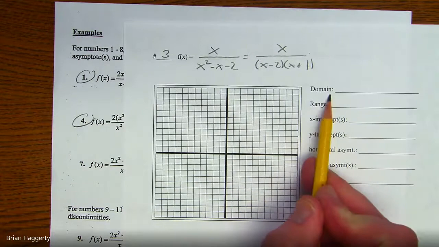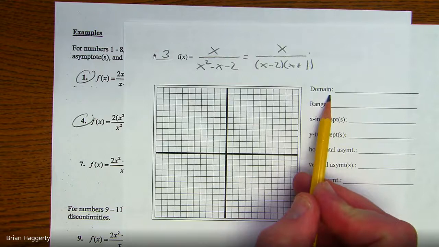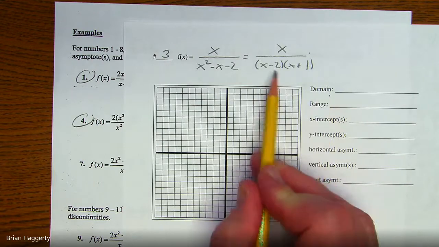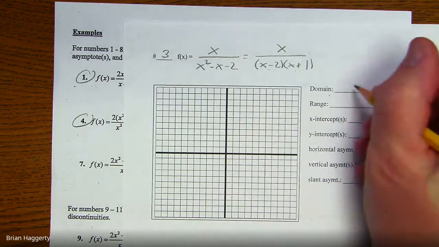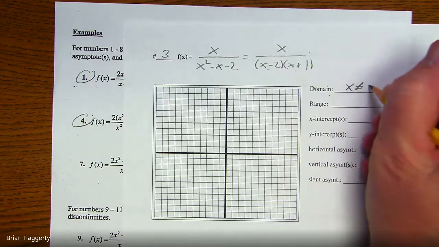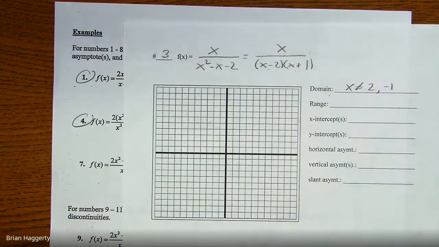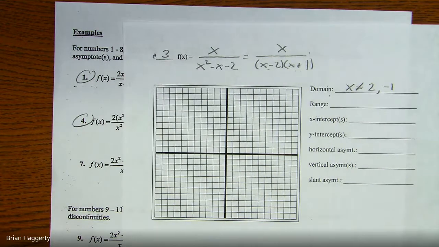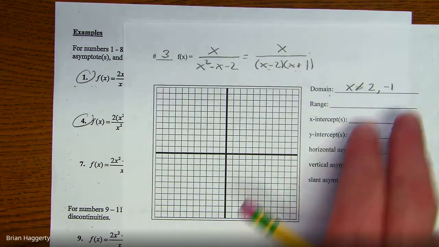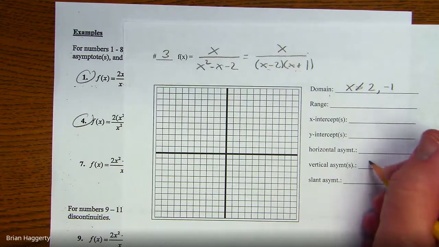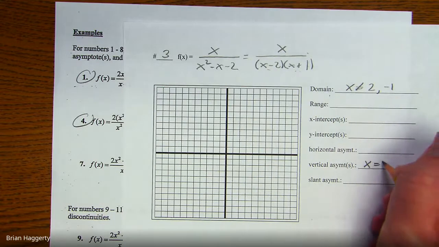So domain is going to be all real numbers except for when the bottom of the fraction is equal to 0. So we have 2 restrictions in a domain. X can't equal positive 2 or negative 1. As long as that fraction is simplified, those restrictions will manifest themselves as vertical asymptotes.